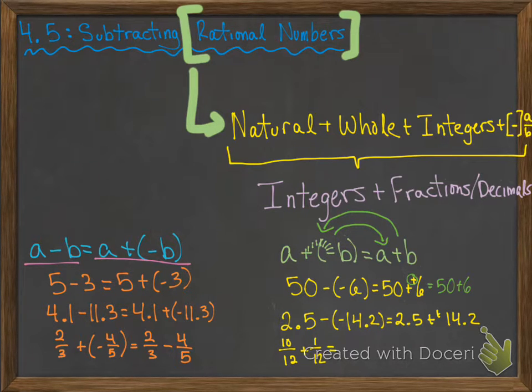So 10 over 12 plus 1 over 12 is the same thing as 10 over 12 minus negative 1 over 12, okay? So they're the exact same thing. Excuse me. All right. Let me get rid of the arrows really quick.